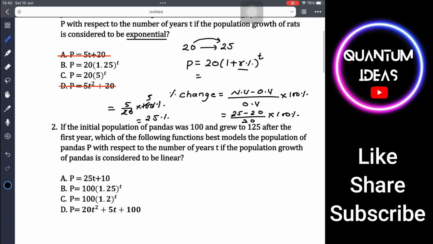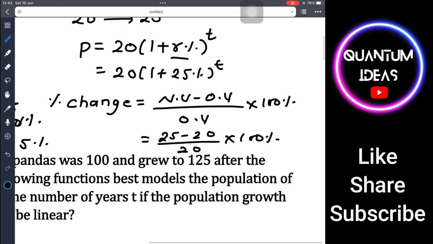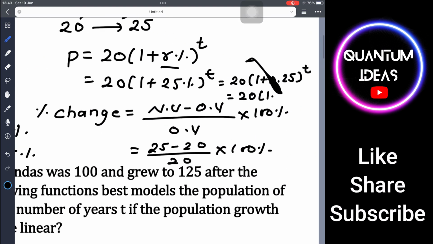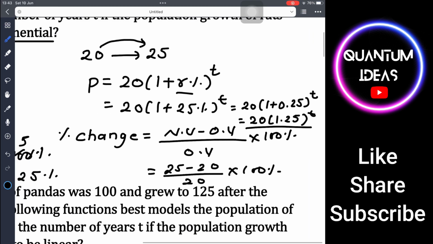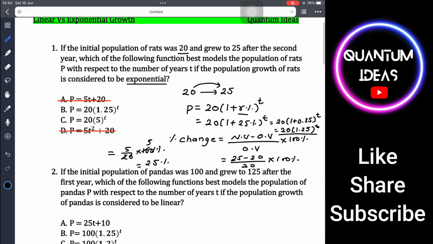So that is 20 times (1 plus the growth rate of 25%) to the power t. If you convert this into a decimal, you get 20 times (1 plus 0.25) to the power t. This is simply 20 times 1.25 to the power t. So this is your answer, 20(1.25) to the power t, so your answer is B.